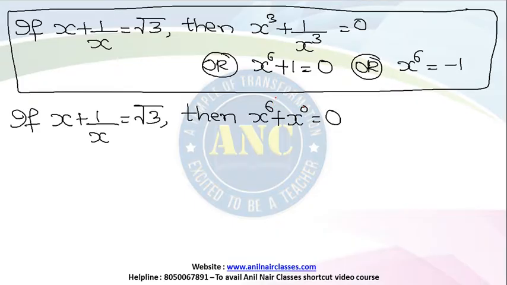Observe the powers right now. Here the power is 6. Here the power is 0. The difference between the powers 6 and 0 is equal to how much? 6. The difference between the powers is 6. If the difference between the powers is 6 and if x plus 1 by x is equal to root 3, then the sum of those values will always be equal to 0. I hope the idea is clear.